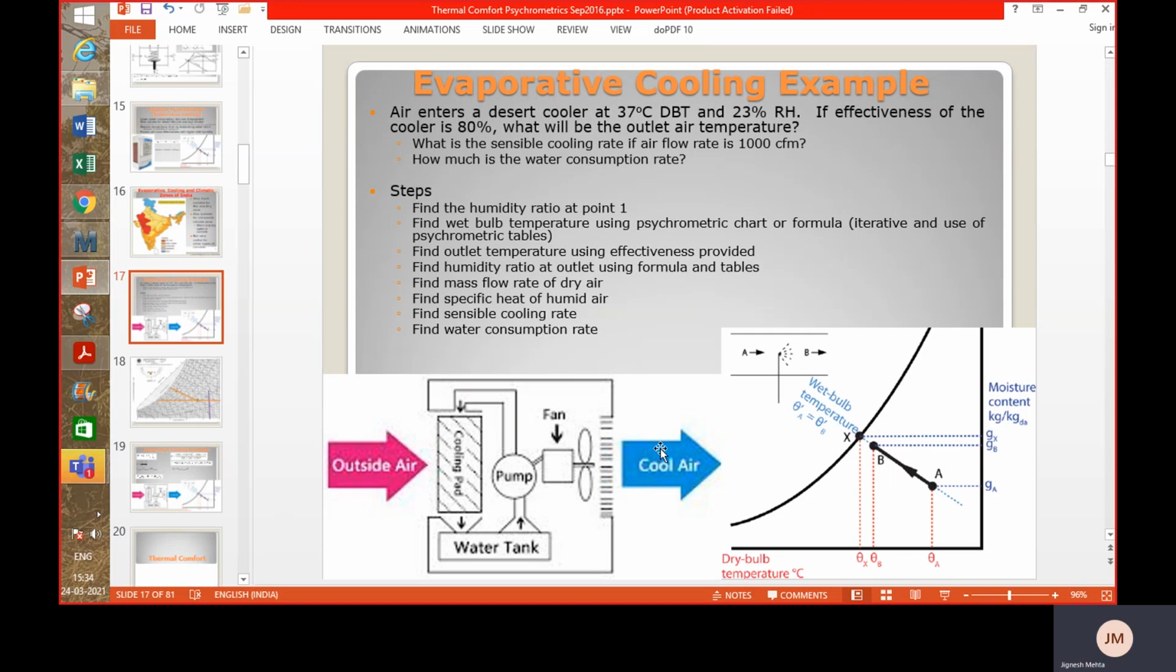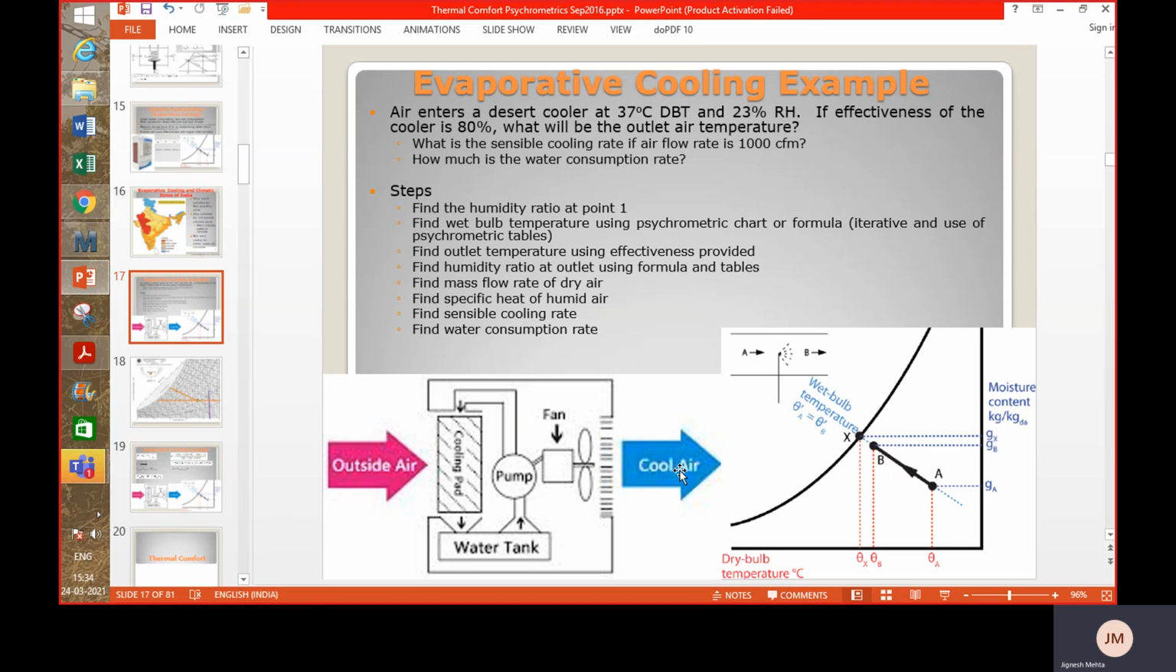So in such a system, you are interested to know what is the outlet condition or outlet temperature of this air, whether it is at a low enough temperature to provide any comfort or cooling to the person or to the room. That is one question. Second is, what is the rate at which the cooling is provided, right? The capacity of the system.